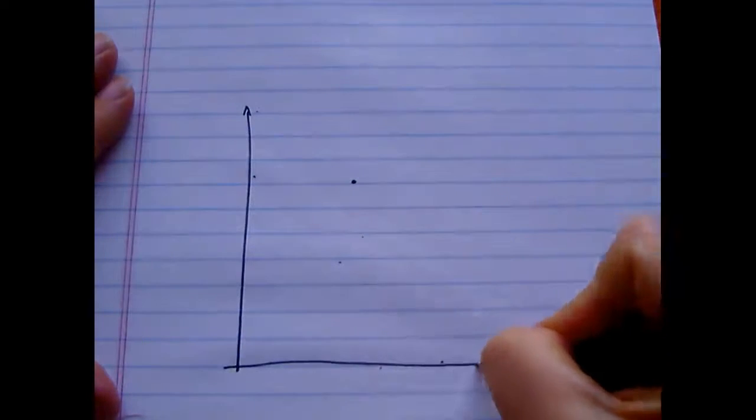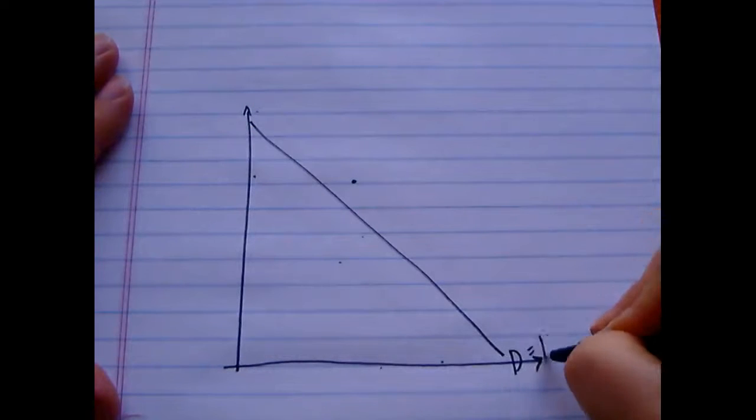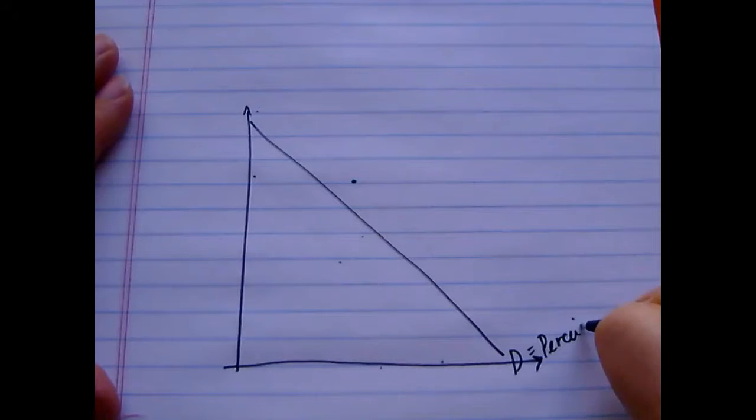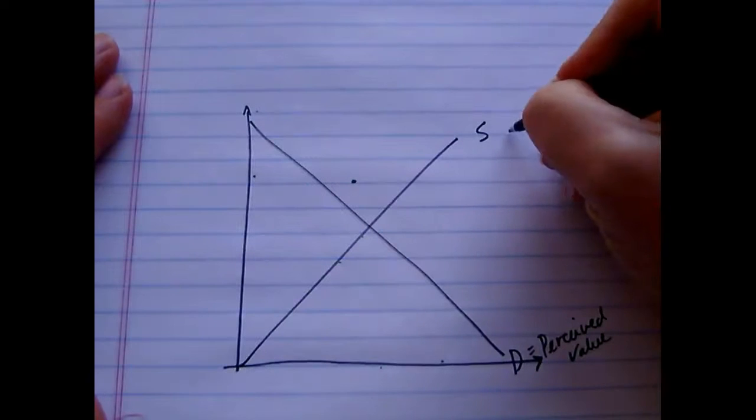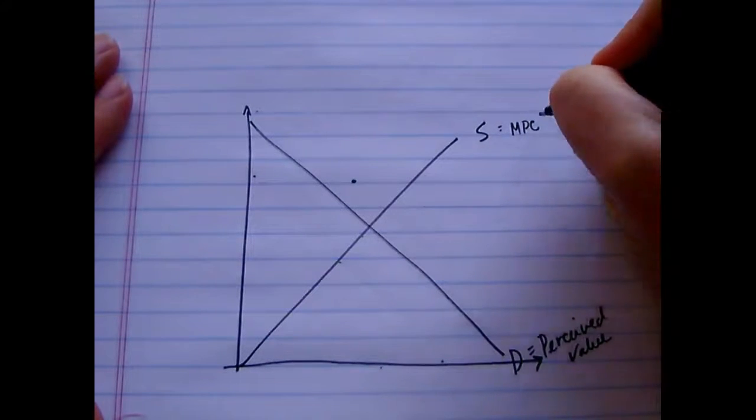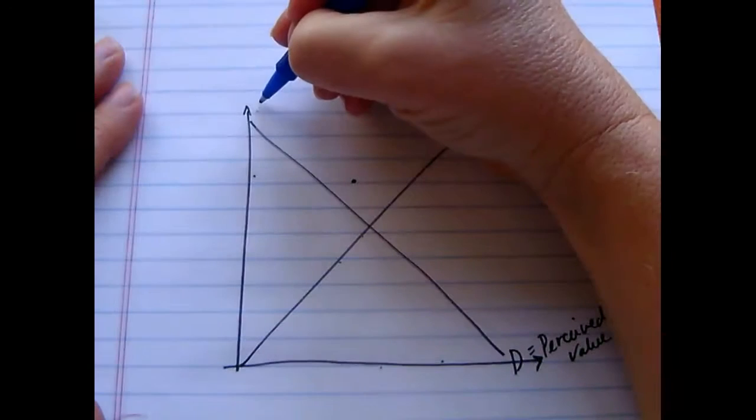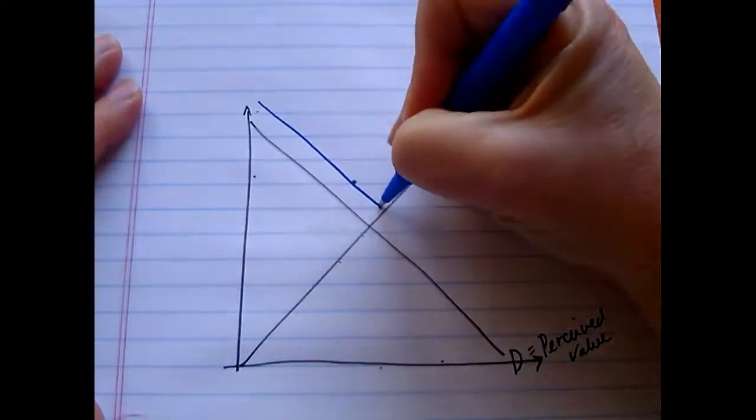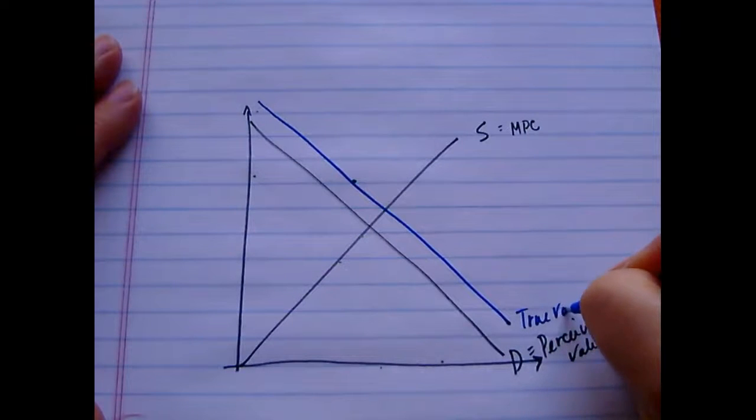Let's move on now to imperfect information. So imperfect information is pretty straightforward. What we have is a demand curve that's based on perceived value or willingness to pay. And then we've got a supply curve that's based on marginal private cost. And it could be the case that there's information out there that the consumers don't have that would actually increase their value, right? And so the true value would be higher than the perceived value.